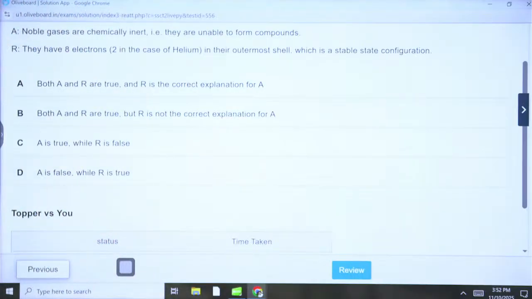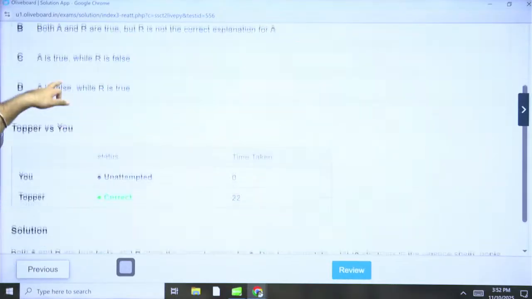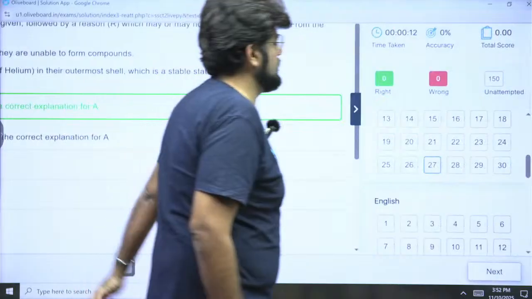Because of the octet. They have 8 electrons, 2 in the case of helium, in their outermost shell, which is a stable configuration. That's absolutely right. So both A and R are true and R is the correct explanation of A. Option 1 is the right answer. Easy question. Absolutely easy. 9th standard chemistry.